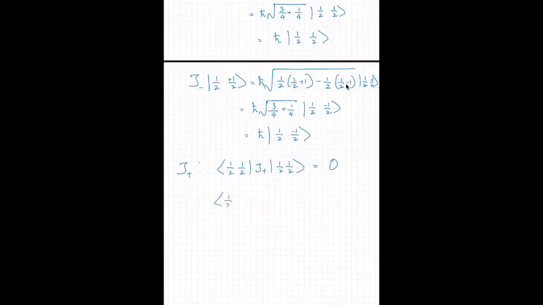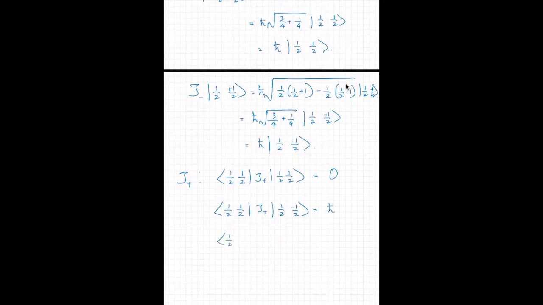So what is the matrix for J plus? So 1/2, 1/2, J plus 1/2, 1/2 is 0 because J plus cannot act on 1/2, 1/2 to raise it further. 1/2, 1/2, J plus 1/2 minus 1/2 is, now J plus acting on 1/2 minus 1/2 is, as we just discussed, H bar times 1/2, 1/2. So this will be equal to H bar.